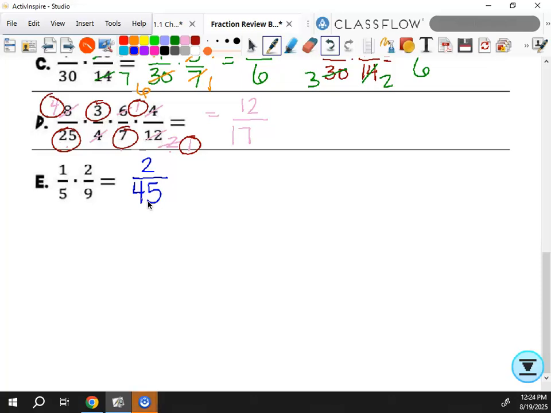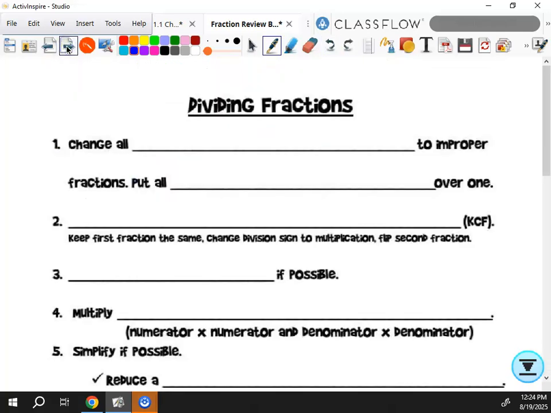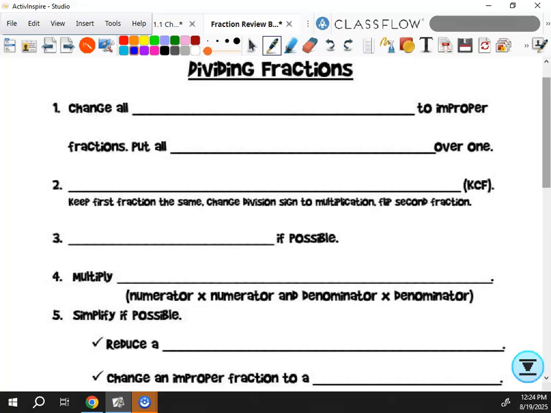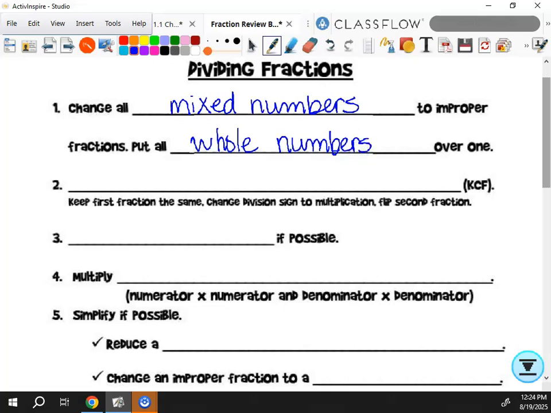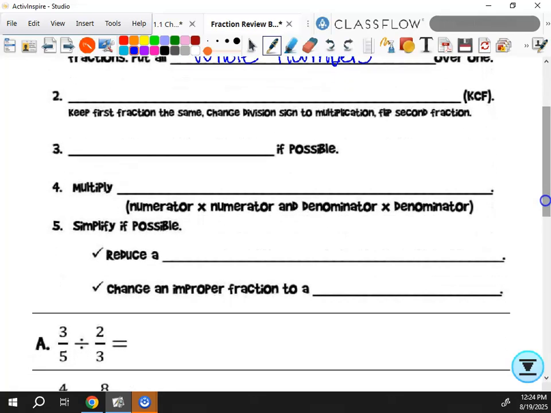All right, let's talk division. We're going to start the same way. Change all mixed numbers to improper fractions, and put all whole numbers over 1. Always do that so that you don't do something weird with fractions. Okay. Step 2 is KCF. What does that stand for? Keep, change, flip. All right.